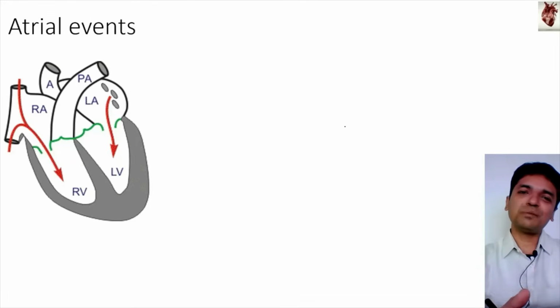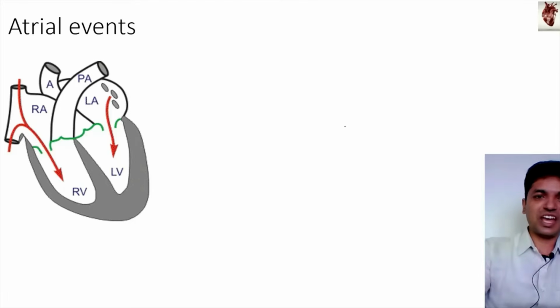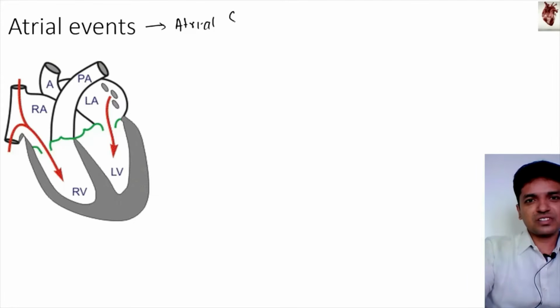Now let's come to the stages of the cardiac cycle, or the events which are occurring in the cardiac cycle. We will divide the events into two parts. One is the atrial events, another one is the ventricular events. First, let's discuss the atrial events. In the atrial events there are two things which are happening. What are the two things? One is called atrial systole.